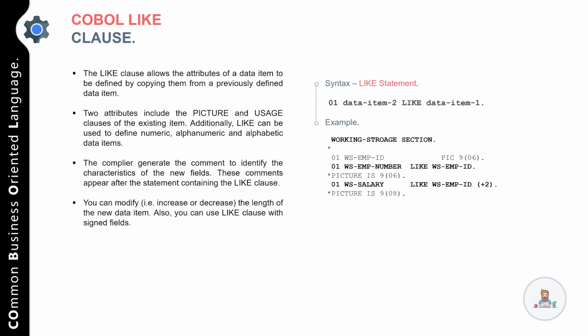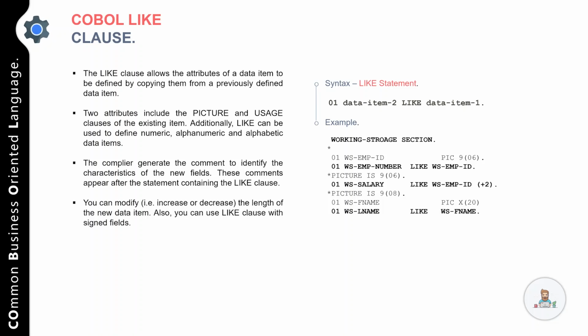Similarly, I've defined a new variable, WS-SALARY, followed by the LIKE keyword, and thereafter I've specified the previously defined field name, WS-EMP-ID, and in brackets I've specified +2. The +2 means that it will increment the length by 2. So the length of WS-SALARY is 9(8), and if you notice, there's a comment that says picture is 9(8).